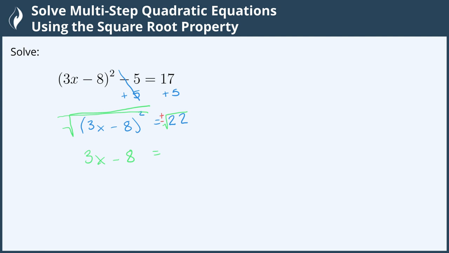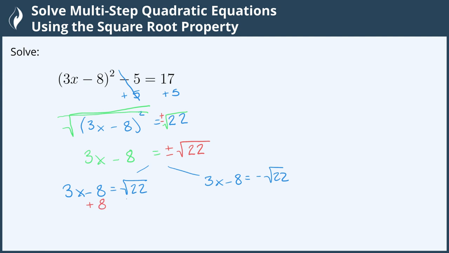Now, the square root of 22 is not a perfect square, so we're going to leave it as plus and minus the square root of 22. It also doesn't simplify, so we will leave it under the radical. But we have two answers now for one equation. This means that we should break it up into two equations, one taking the positive square root of 22 and one taking the negative square root of 22. So we have 3x minus 8 equals the positive square root of 22, and 3x minus 8 equals the negative square root of 22.